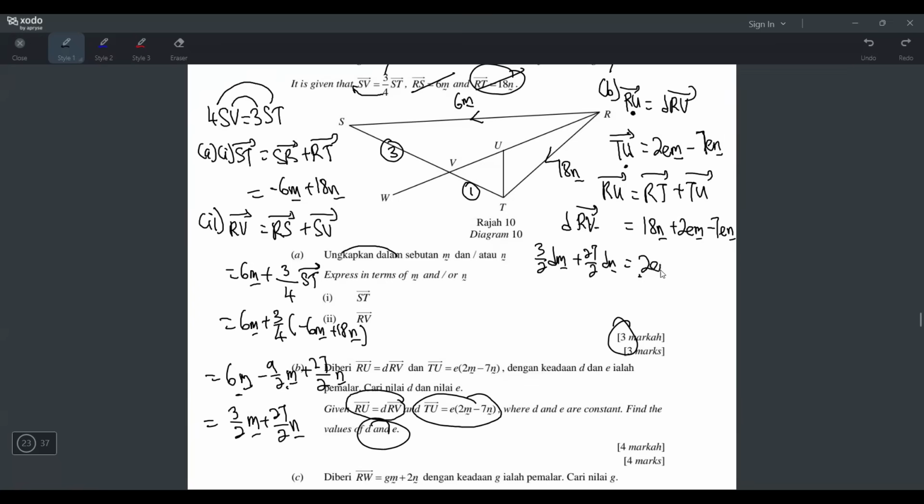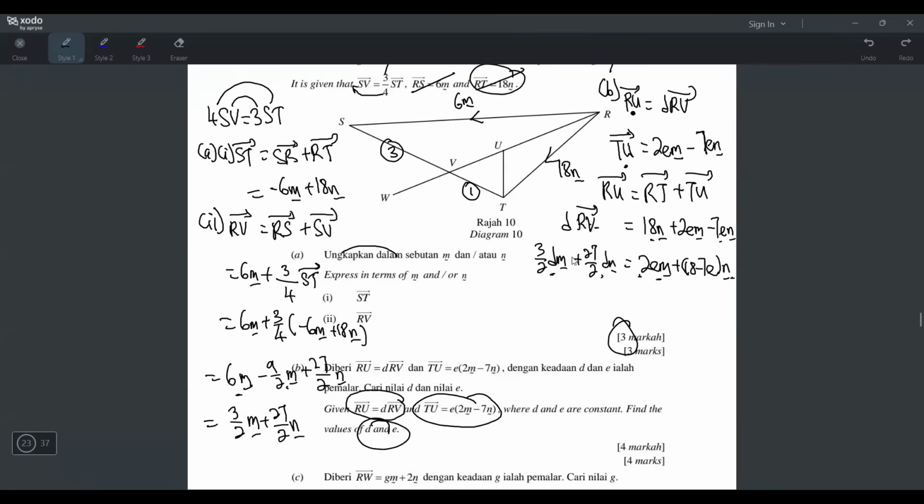So the 2EM I will write first. And then this one and this one, they both have N. So I will separate the vector N like this. So you get 18 minus 7E. In vector chapter, I always recommend students to write your answer like this, like 1M, 1N. Okay, don't write like this, because in vector you compare a lot. So it's not good if you write it like this.